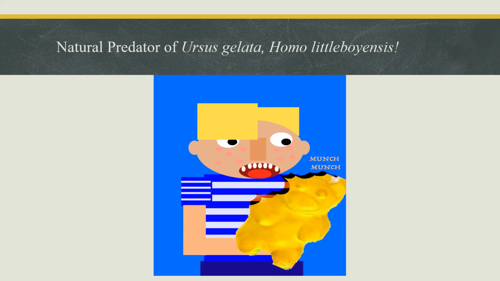Next, we will use an example to examine the effects of selection. The primary natural predator of the gummy bear species is the sticky-fingered small child, formerly known as Homo littleboyensis. Little Boy greatly prefers to eat lemon gummy bears, with pineapple ones being a second favorite, but he doesn't like orange gummy bears at all.